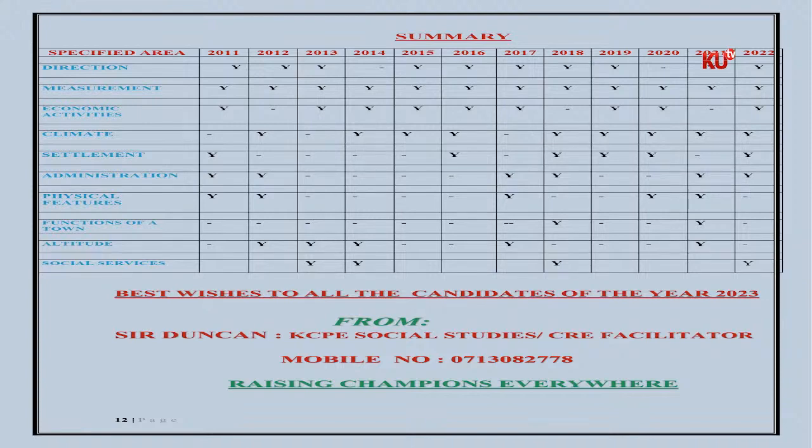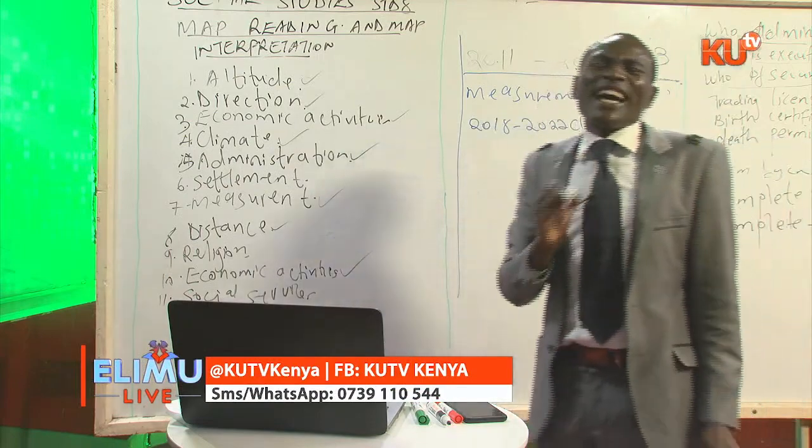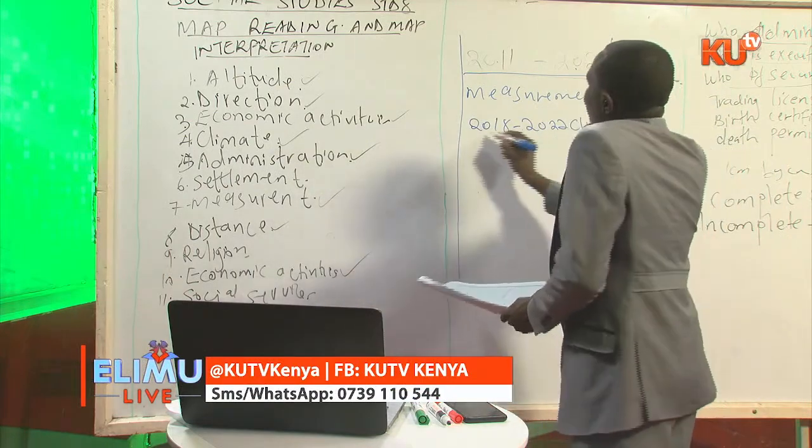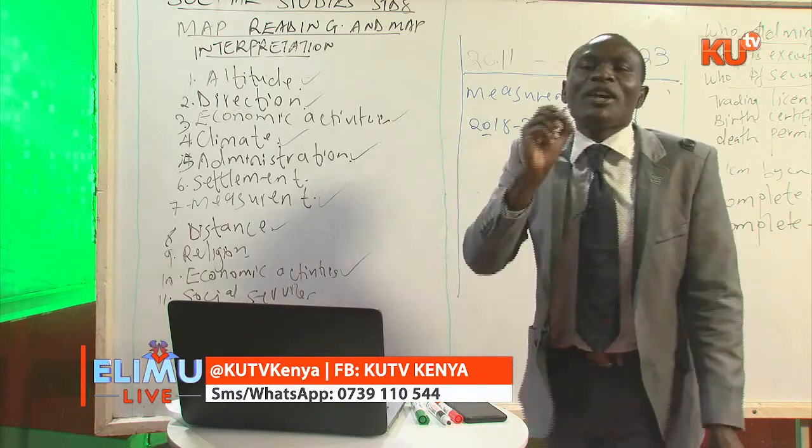Look at climate. This is an area that has been coming also, but it has been coming in patterns. 2011 was not there. 2012 we had. 2013 was not there. Then 3 consecutive years it came. Then the following year it did not come. From 2018 to 2022, a question on climate has been coming. That is very amazing. What about 2023? We are not answering that question.